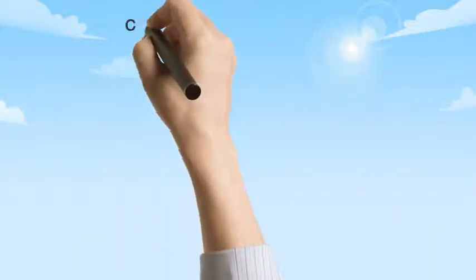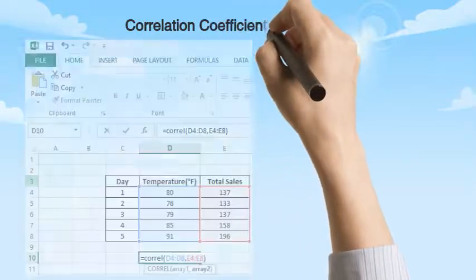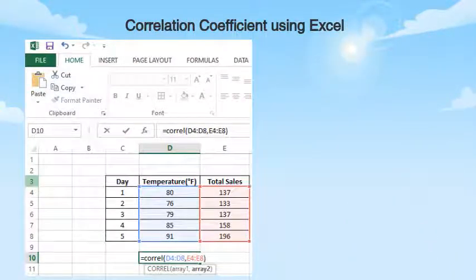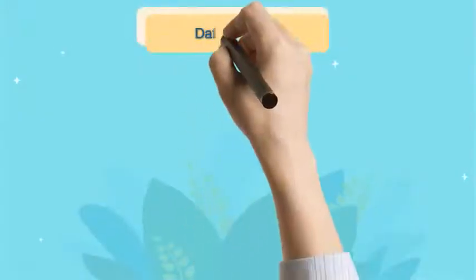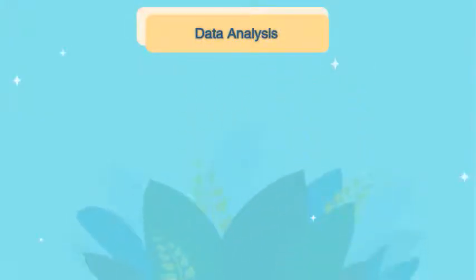To calculate the coefficient in Excel, use the formula =CORREL(A1:A2), the set of values of x and y, respectively. The coefficient is 0.97. Hence, there is a very high positive correlation. We can also use the Data Analysis Toolkit in Excel to compute the correlation coefficient. Simply follow the following steps.